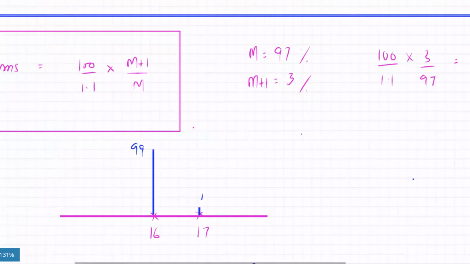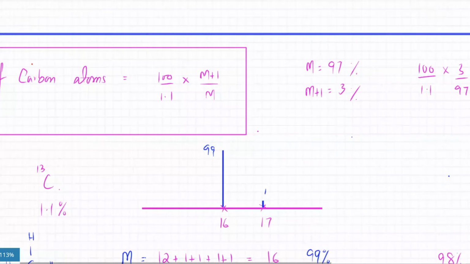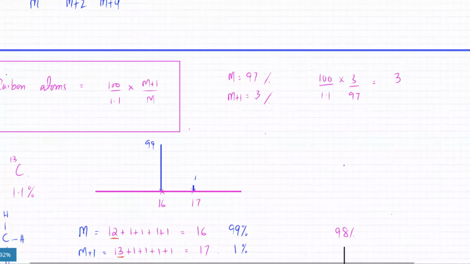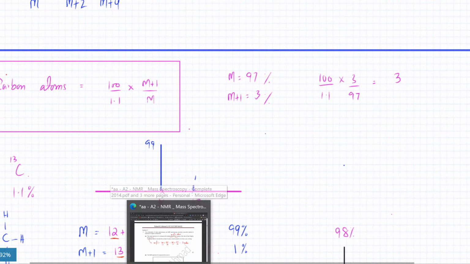So the number of carbon atoms would be 100 over 1.1. If the ratio had been given like this, it would have been very clear that it's got 3 carbon atoms. Even if you substitute this back, M+1 is 3, M is 97. If you do the multiplication, it's going to give you 3. But the confusing part is that you'd have to use the formula in all cases, because the ratio would not be given as 99:1. It would be given in some other form. Is that clear? Yes. So just make sure you know this formula.